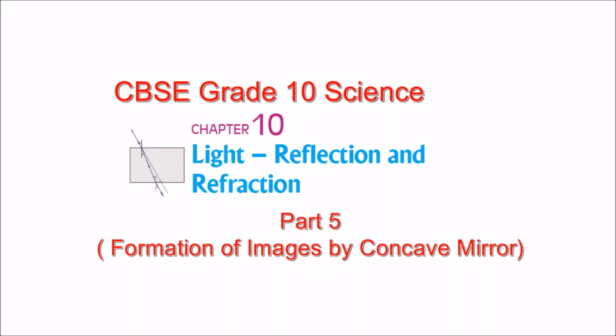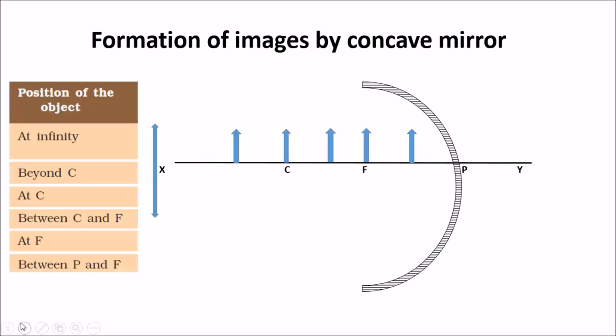Just to inform you, when we talk about formation of images by concave mirror, there are basically 6 cases you can see on the screen. The 6 cases are when the object is placed at infinity, when the object is placed beyond C, when the object is at C, when it is between C and F, when it is at F, and when the object is between P and F.